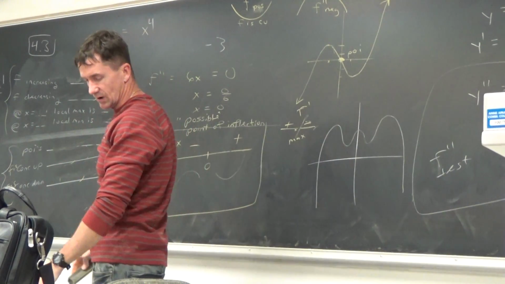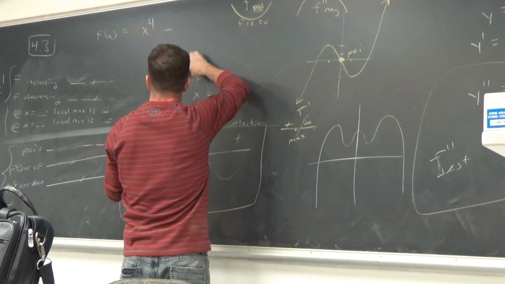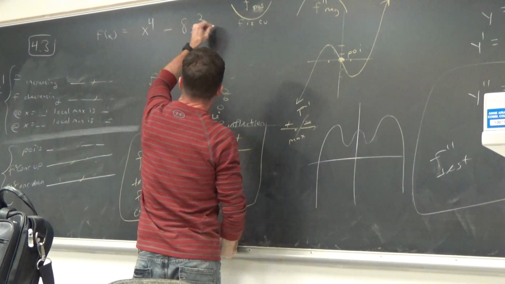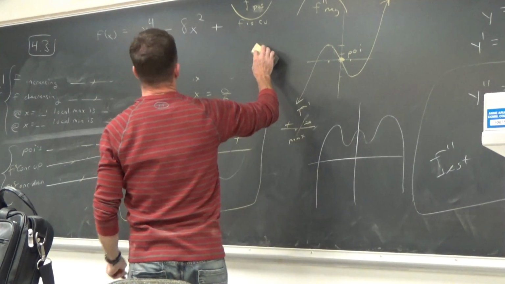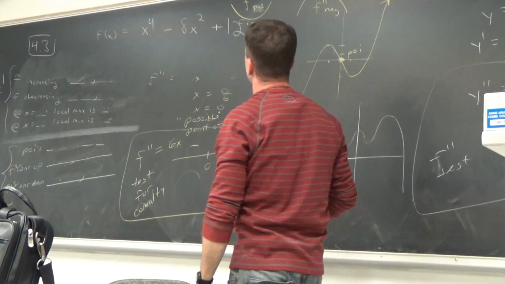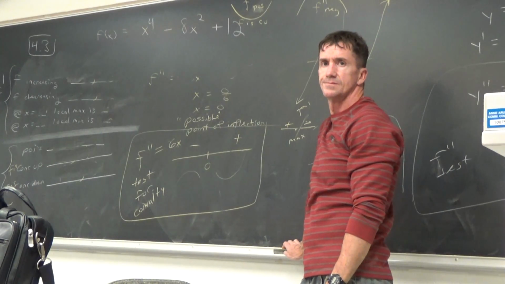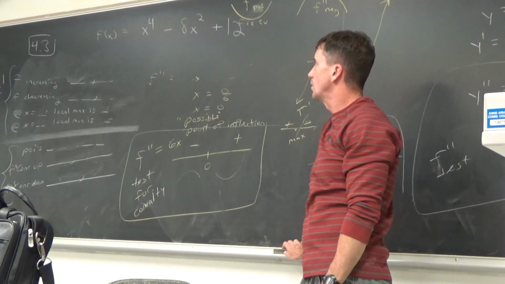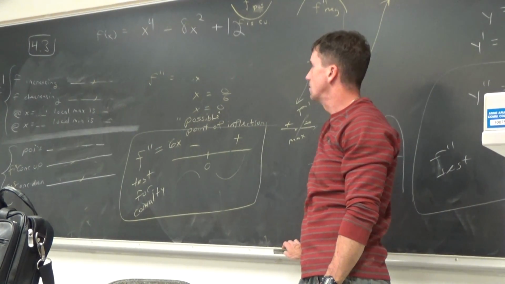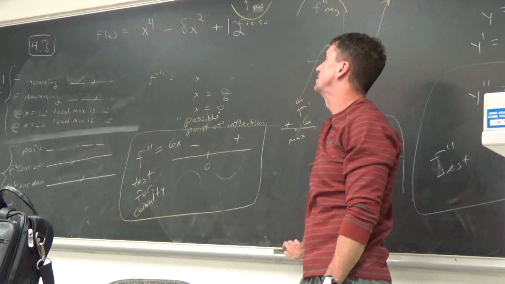X cubed's too small. We gotta do x to the fourth. Give an odd function. That looks like an even function, right? Yeah, you're right. That's even. We can do an odd one next. We should just make one up too. Or we can do a sine trig function. That's fine.